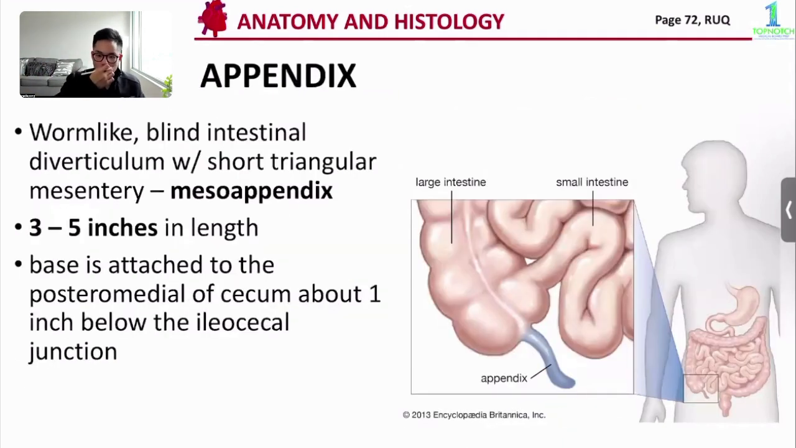Okay? Talking about the appendix, it's a worm-like blind intestinal diverticulum with a mesoappendix. It is 3.5 inches in length, and majority, when you try to open the patient up using your McBurney's point, 64% of the time, it's going to be retrocecal in location. Okay?